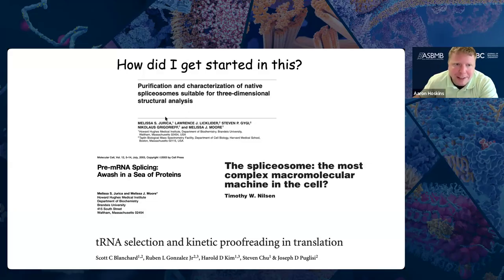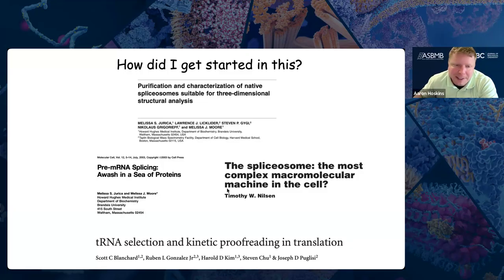But what became apparent from these studies is that there were many dozens, up to several hundred proteins that were associated with the splicing machinery in human cells. This really intrigued me. In particular, there were these two reviews that were published, one by Melissa Moore and Melissa Jurica, pre-mRNA splicing awash in a sea of proteins, and one by Tim Nilsen, the spliceosome, the most complex macromolecular machine in the cell? That really piqued my interest in the topic.